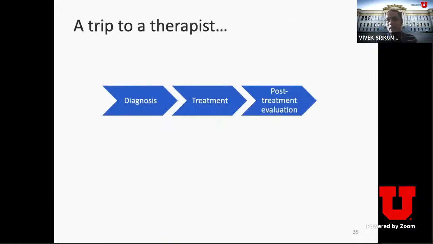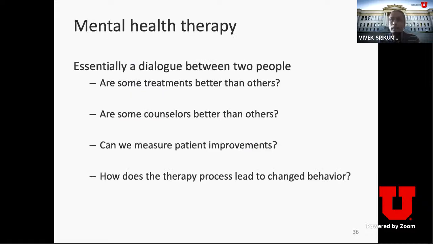But let's think about what a trip to the therapist might entail, or a trip to any doctor. There's diagnosis, there's treatment, and then there's evaluation to see if the treatment worked. Well, with a therapist, the diagnosis is two people talking. The treatment is also two people talking. That's what therapy is. And the evaluation after treatment is also two people talking. There's a lot of talking, which means there's a lot of room for automated text processing systems to help. Mental therapy is essentially a dialogue between people.